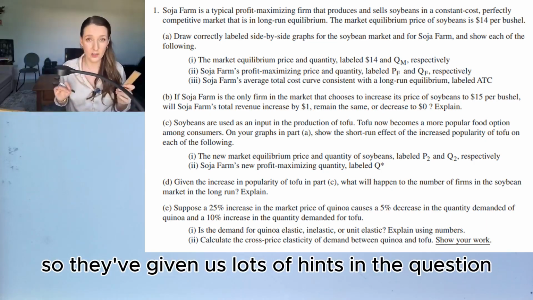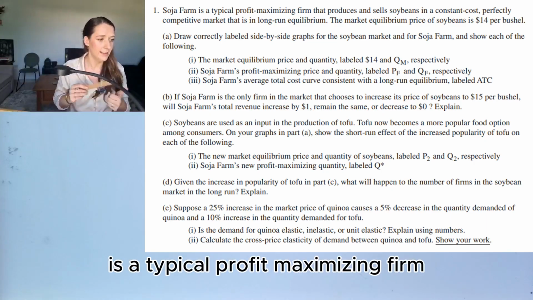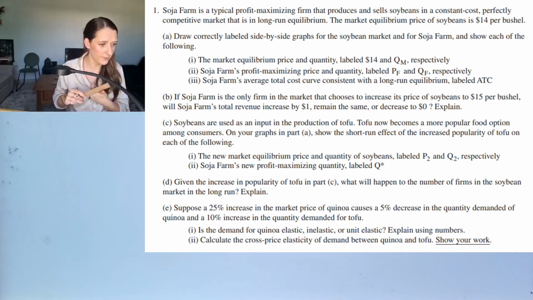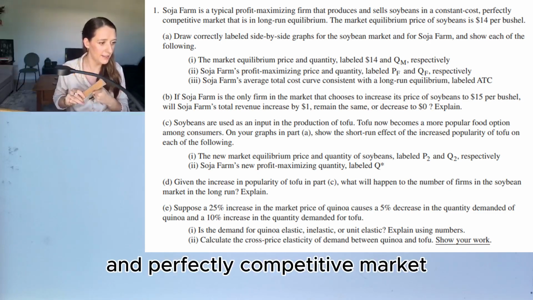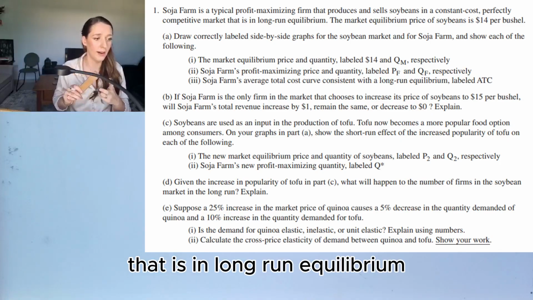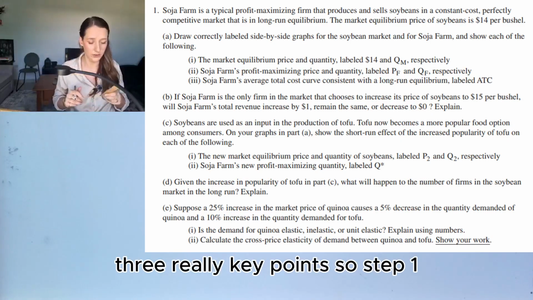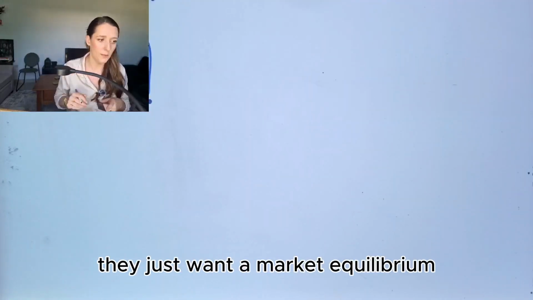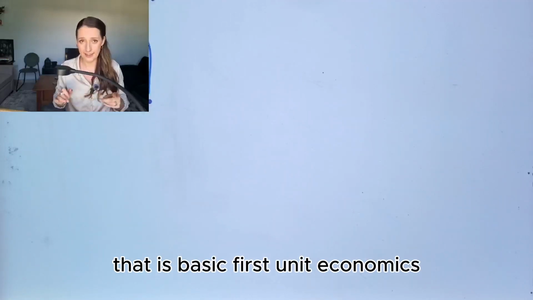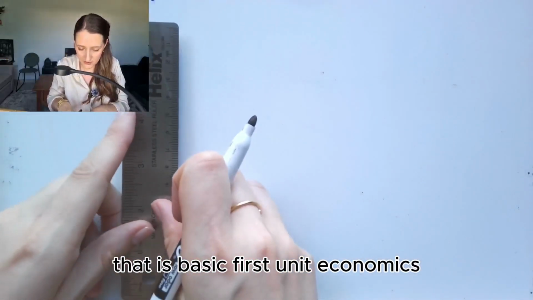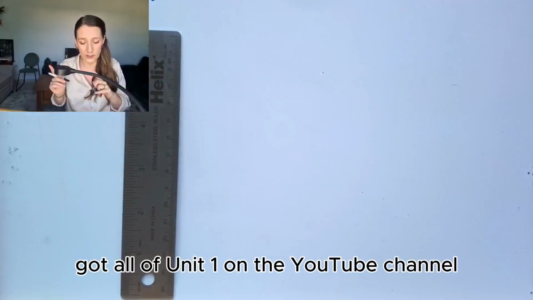So they've given us lots of hints in the question. It's a typical profit maximizing firm in a perfectly competitive market that is in long run equilibrium. Three really key points. So step one, they just want a market equilibrium. That is basic first unit economics. If you get stuck, I've got all of unit one on the YouTube channel.